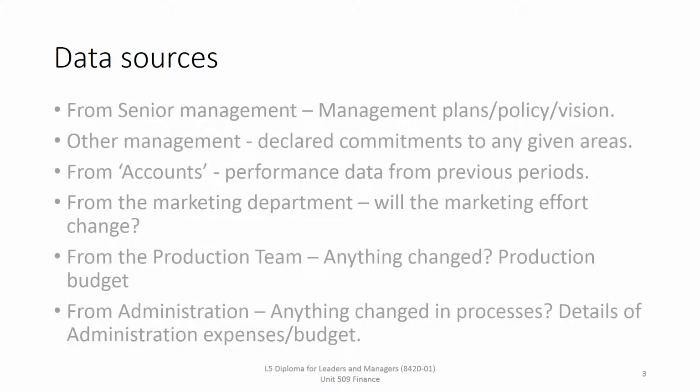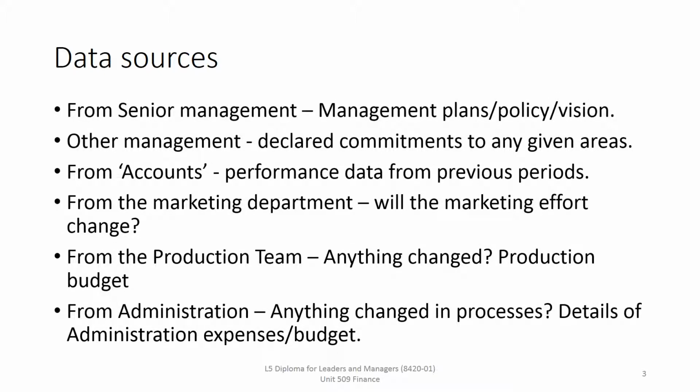Additional sources of information we may be able to use to do comparisons, perhaps from past budgets or years, so that we can do our forecasts as we discussed in session 1. Examples of internal sources might be, as are on the screen now, say from senior management, we might get changes to the plans, visions. Other management might have declared commitments in different areas. From accounts, we might be able to get the previous performance data of periods.